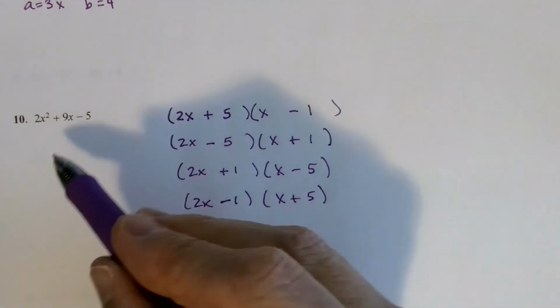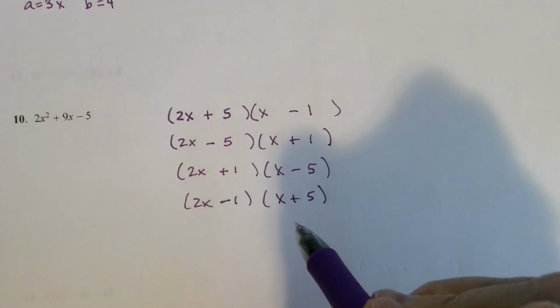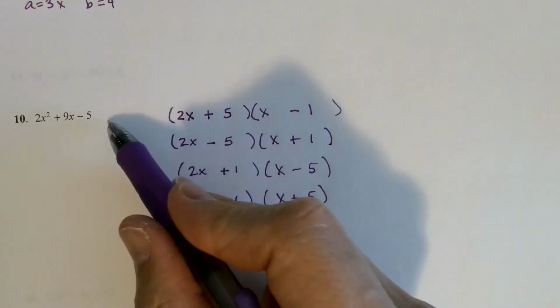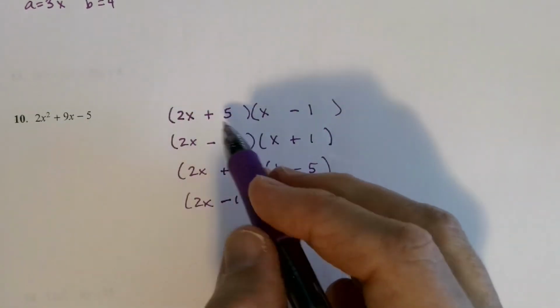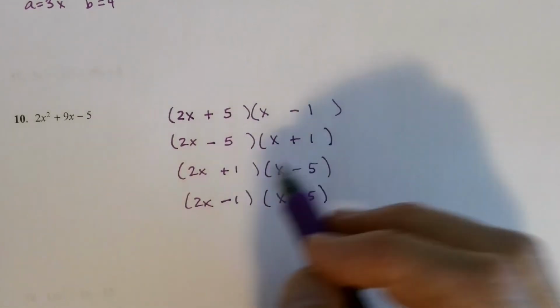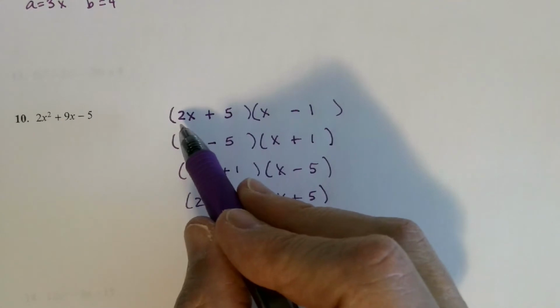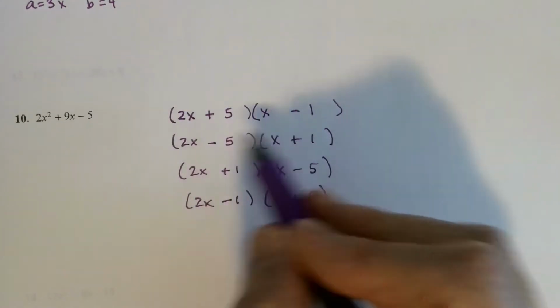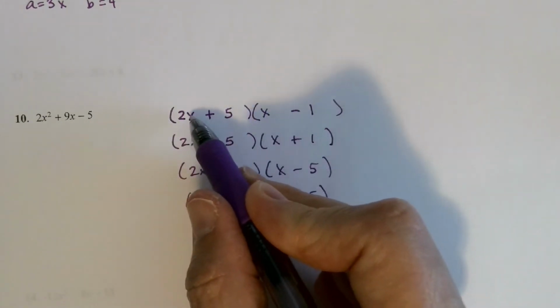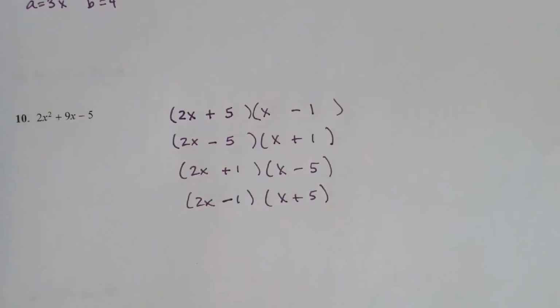If this thing factors, it's going to factor as one of these things. Because the only way to get negative 5 is to multiply 5 times 1, where one is positive and one is negative. And the only way to get 2x squared, multiplying two things, is 2x times x. You're not going to have 2x cubed here and 1 here. That's not the way it's going to factor, right?